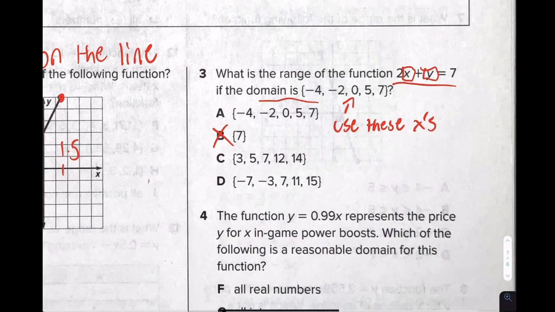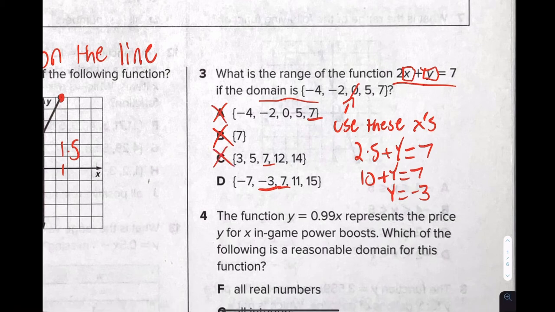But this one is 2x plus y equals 7. The easiest number to plug in would have been the number 0, and if we plugged in 0 for x, we would get y equals 7. They all have y equals 7, so we're not going to plug in 0. Let's plug in the number 5 for x. 2 times 5 plus y equals 7. 10 plus y equals 7. That would mean that y is equal to -3 once you subtract that 10. D has that. A does not. C does not. D is the right answer then.